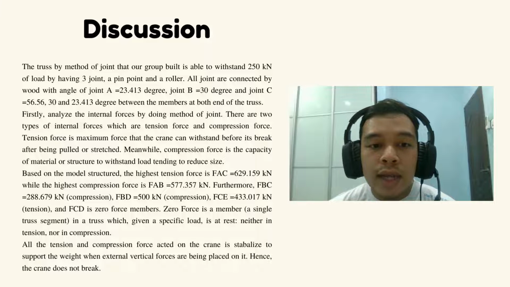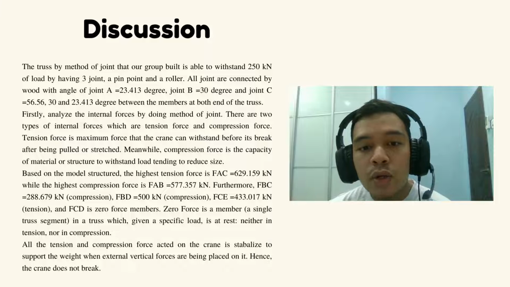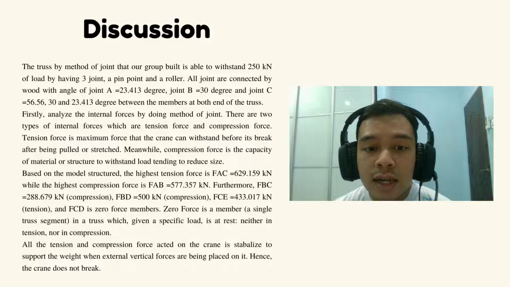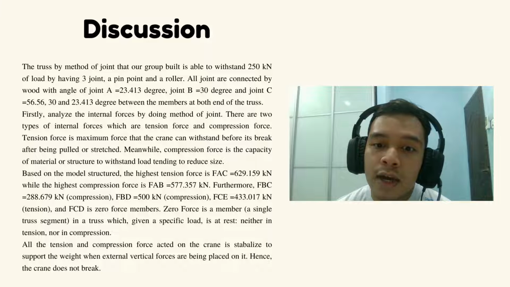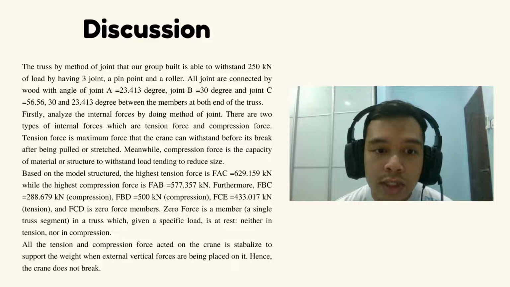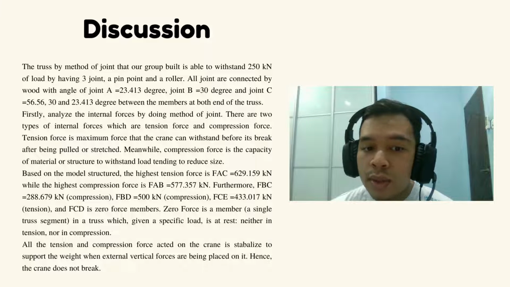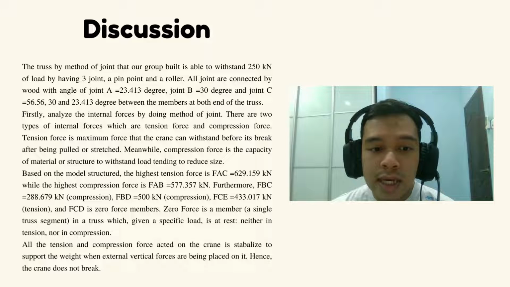Firstly, we analyze the internal force by doing the method of joint. There are two types of internal force, which are tension force and compression force. Tension force is the maximum force that the crane can withstand before it breaks after being pulled or stretched. Meanwhile, compression force is the capacity of a material or structure to withstand load tending to reduce size.